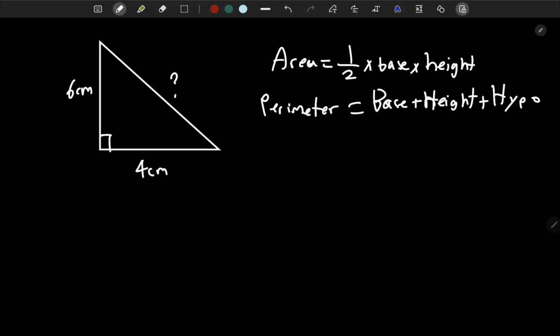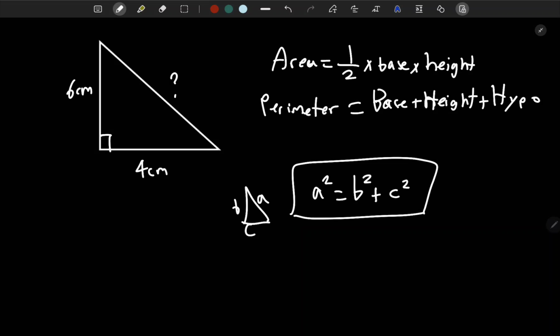What we can use here is called the Pythagorean theorem, which states that, let's draw another small triangle to show you guys, this is side A, this is B, and this is C. A squared is equal to B squared plus C squared. Sorry, this is only for right triangles. Here we do have a right triangle, and hence we can use this formula. This only works for right angle triangles.